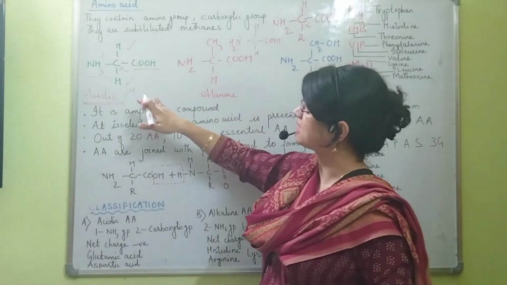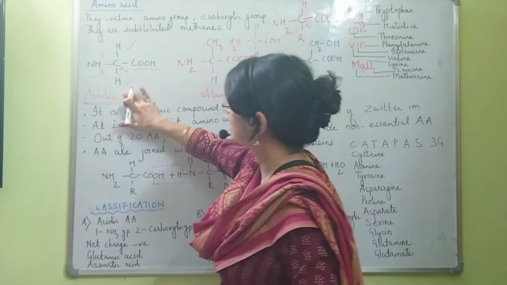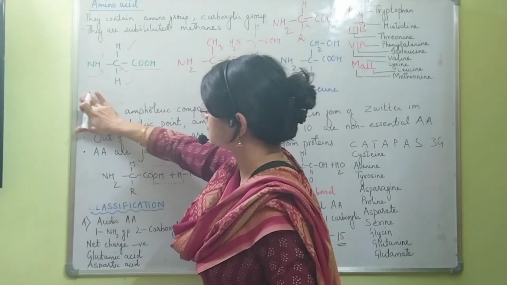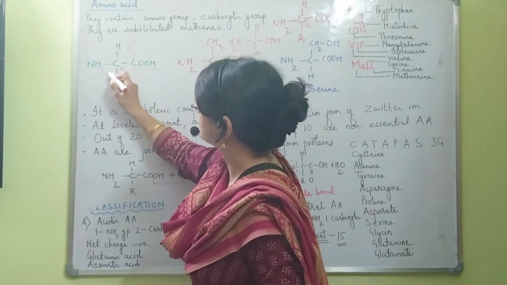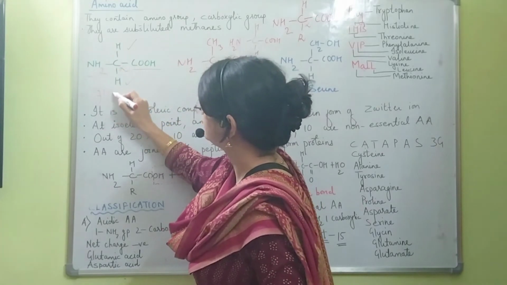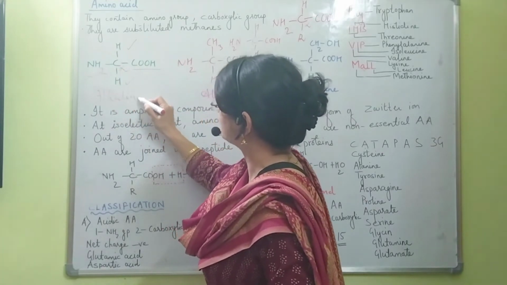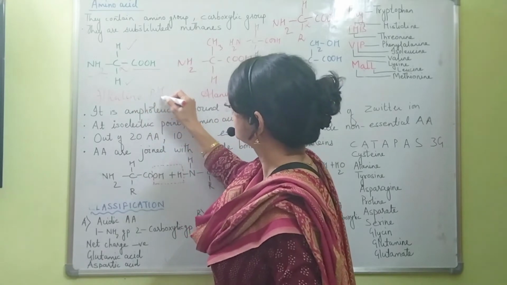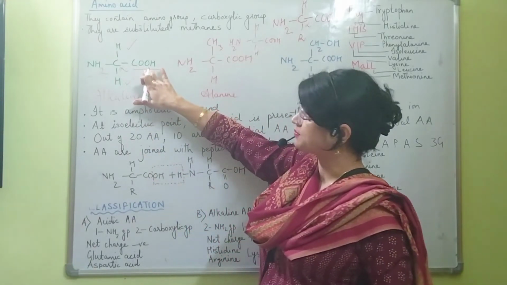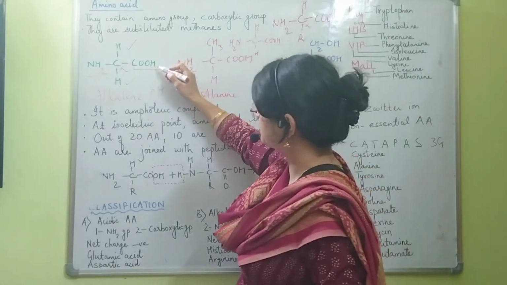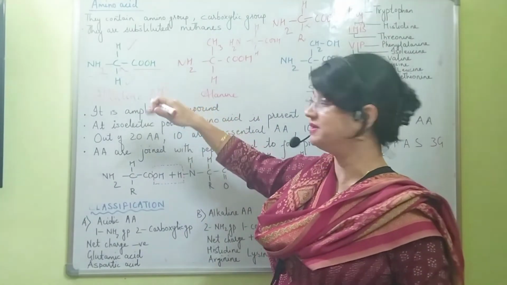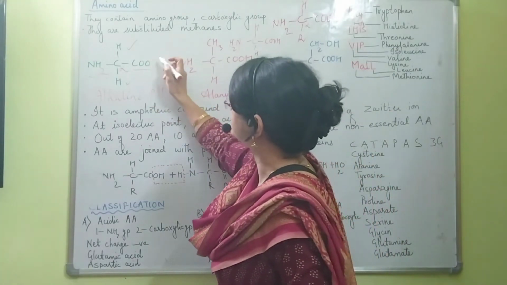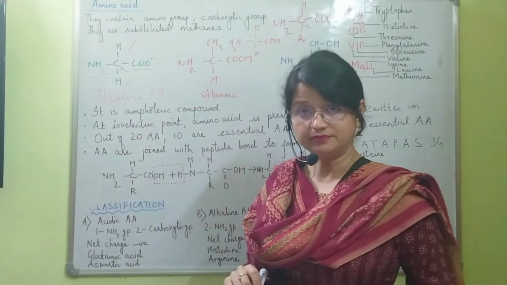Now if you keep this amino acid in alkaline pH, first we have kept it in acidic pH, now I am telling you what will happen if we keep it in an alkaline pH. This carboxylic acid will release the hydrogen ion and it will be accepted by this alkaline medium and it will become negatively charged. Clear?